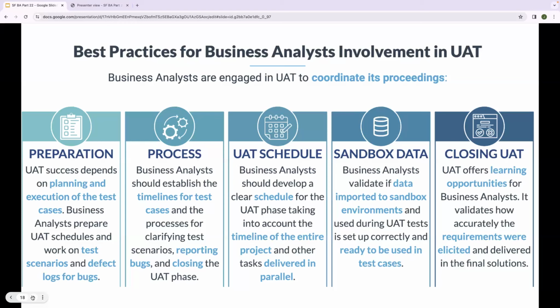Sandbox data. Business analysts validate if data imported to the sandbox environment and used by UAT testers is set up correctly and ready to be used in test cases. Closing UAT. UAT offers a learning opportunity for business analysts. It validates how accurately the requirements were elicited and delivered in the final solution.